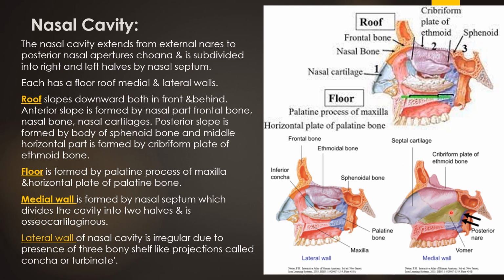We discussed that the nasal septum was dividing the nasal cavity into two halves, the right and left half. So of course the nasal septum will be forming the medial wall of both the cavities. The lateral wall over here, as you can see, is irregular, and the irregularities are because of three bony shelf-like projections you can see over here. These are known as the turbinates or concha.